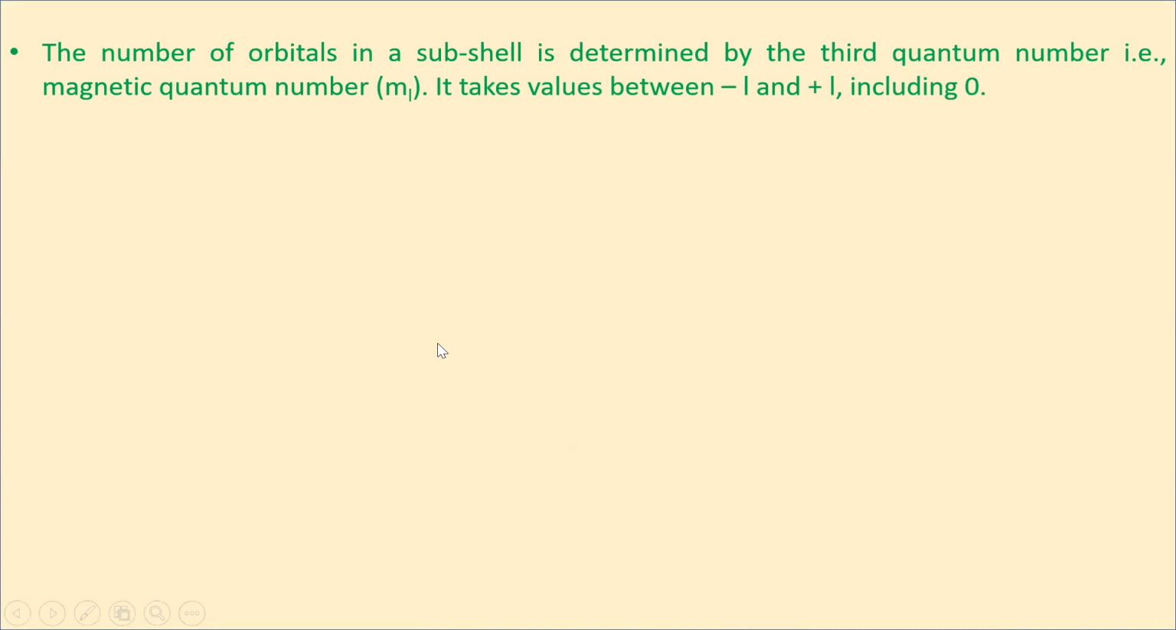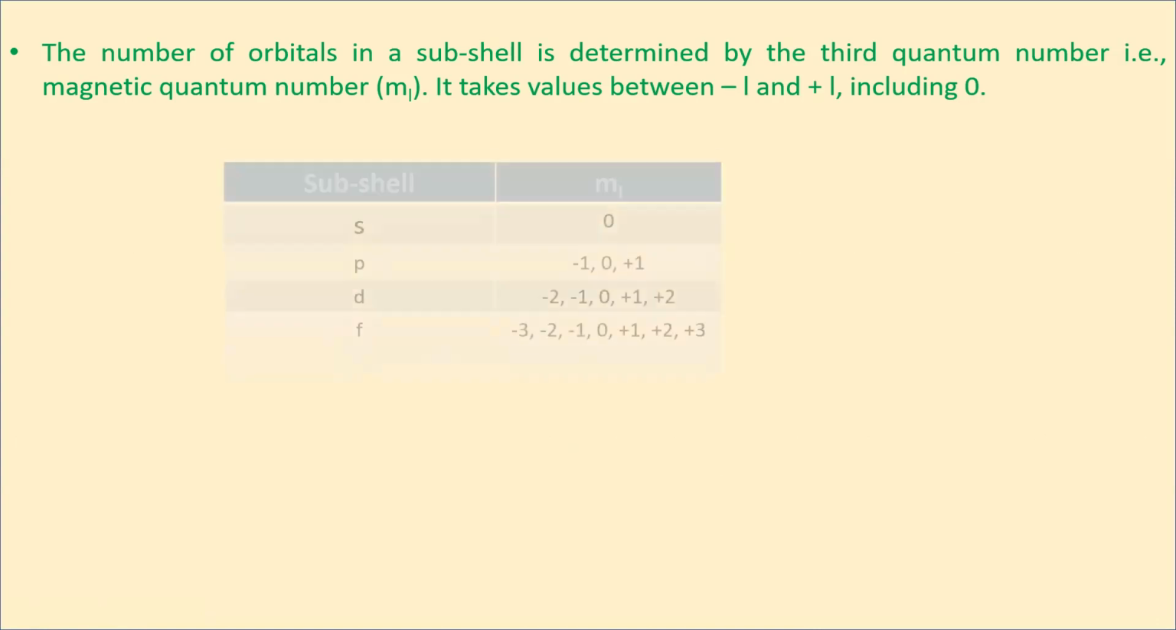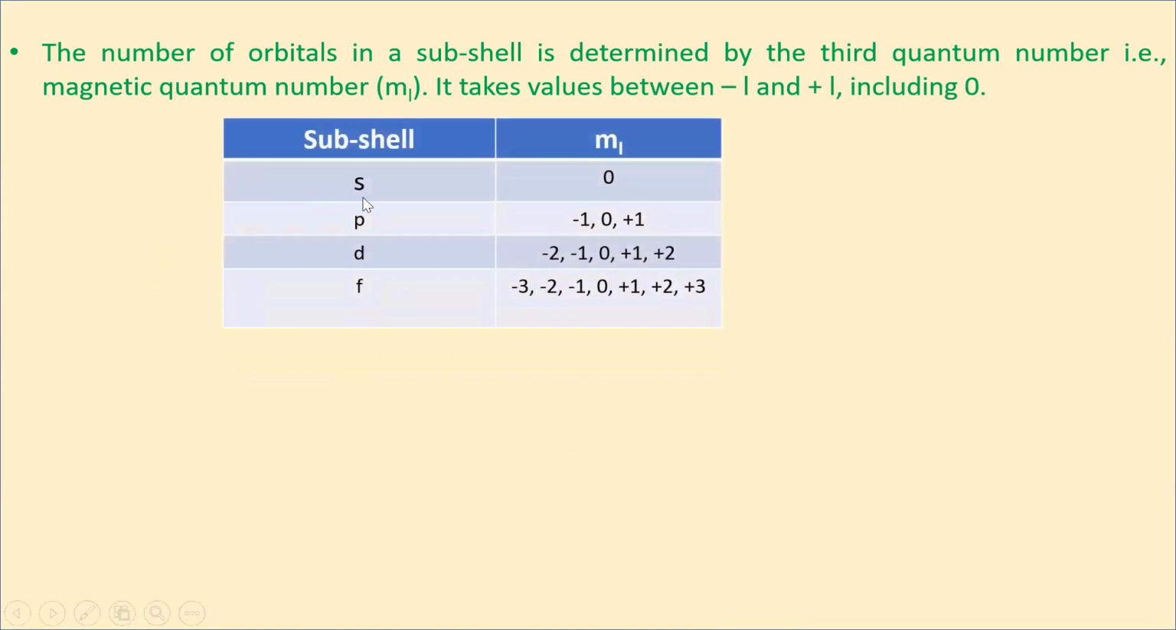The number of orbitals in a subshell is determined by the third quantum number, that is the magnetic quantum number. Firstly, the shell has subshells, and each subshell has a number of orbitals. So how many orbitals are there in each subshell is determined by the magnetic quantum number. It takes values between minus L and plus L including 0. So for an S subshell, the value is minus 0 to plus 0, so basically it's only 0. There is only one orbital in the subshell.